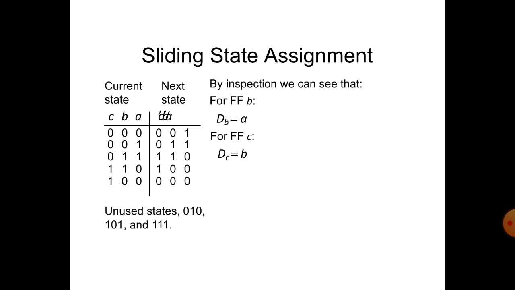Here also, by inspection of the state assignment, we can see flip-flop B. The previous slide shows flip-flop A, and this one shows flip-flop B and flip-flop C, again with ABC, input, next state and previous state. The next states run from 000 to 100, and the unused states are 010, 101 and 111. The next states are 001, 111, 110 and 100. By inspection, DB is equal to A for flip-flop B, and DC is equal to B for flip-flop C.